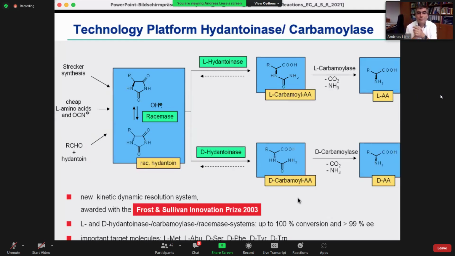Yeah, and this is a similar process scaled by Evonik, formerly Degussa, nowadays Evonik, where they also won the Frost and Sullivan Award, where we have hydantoinase. It's like an amidase, just splitting such a cyclic compound, and by integrating racemase, by selecting L or D, forming the D or L product, and the racemase one produces selectively one or the other.